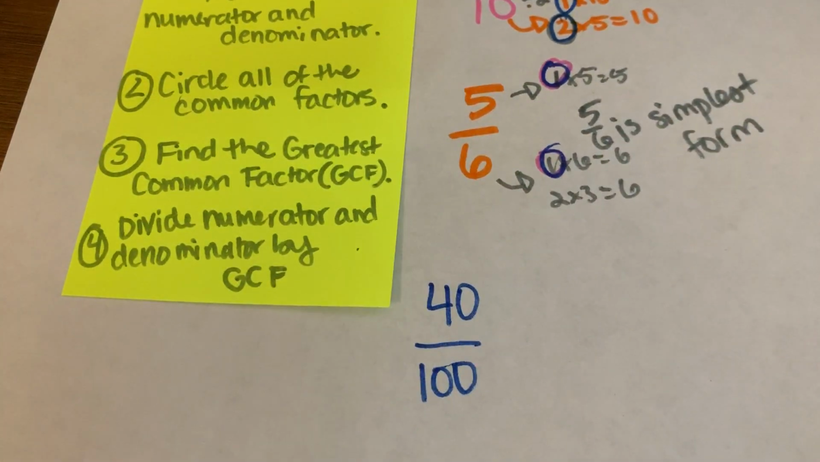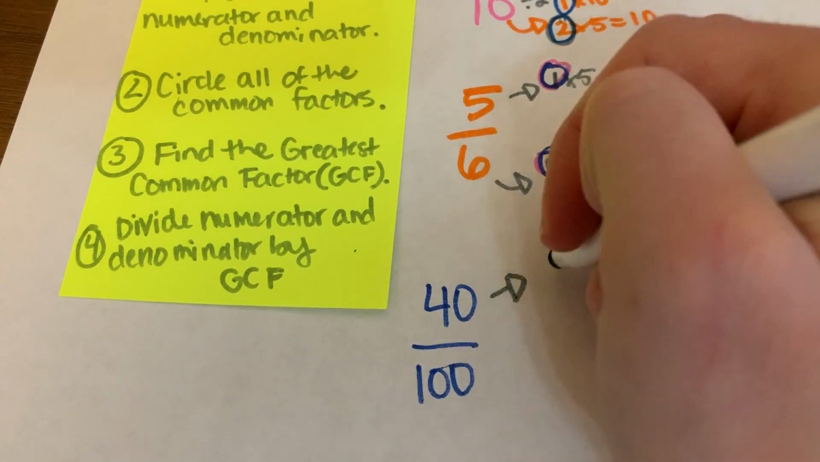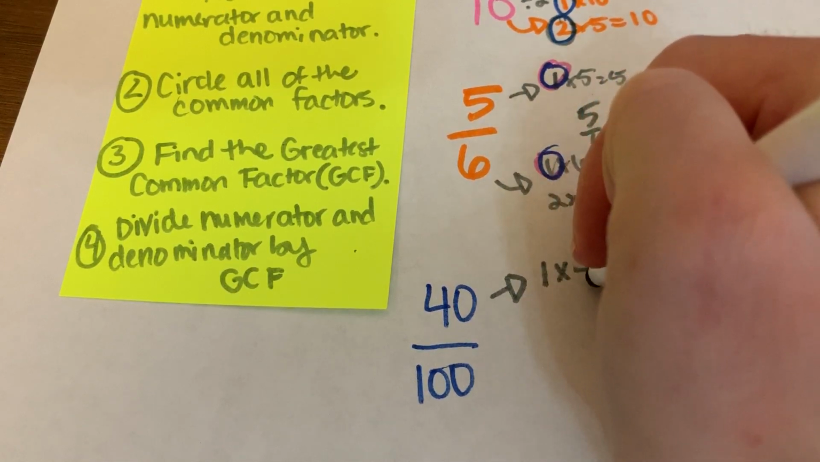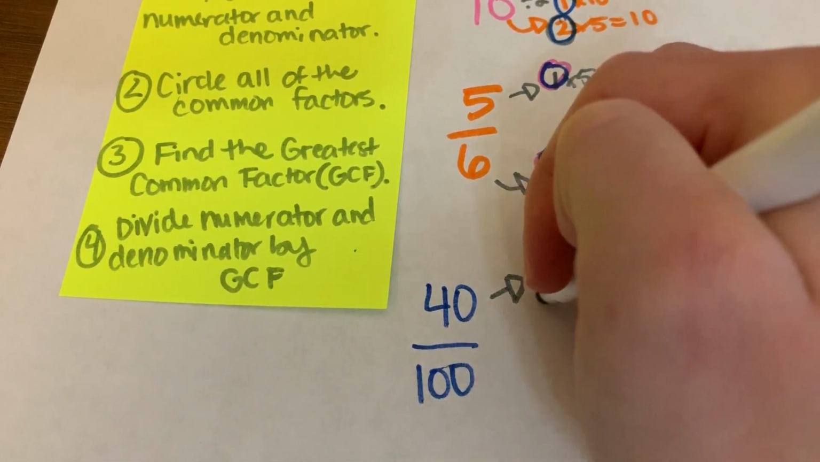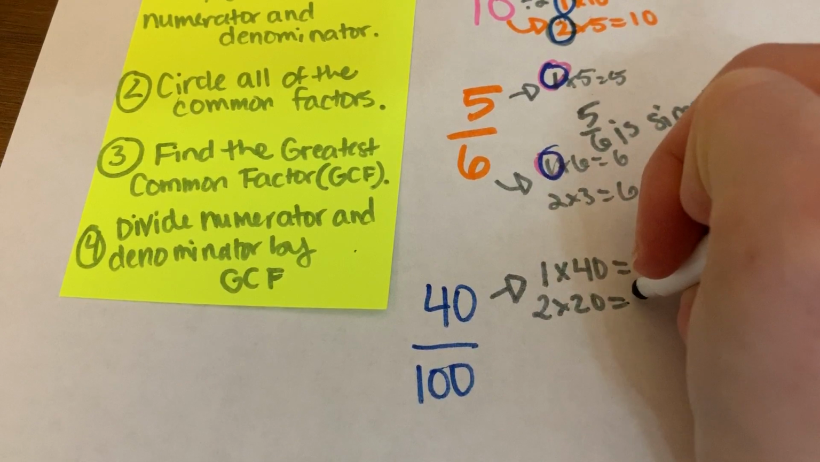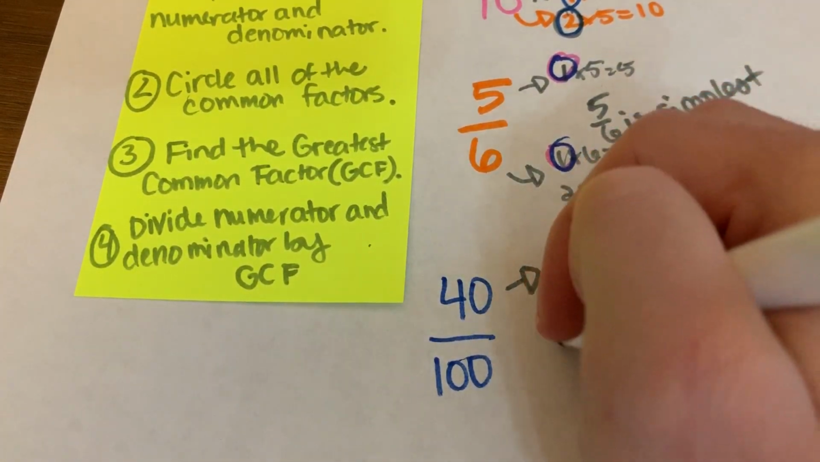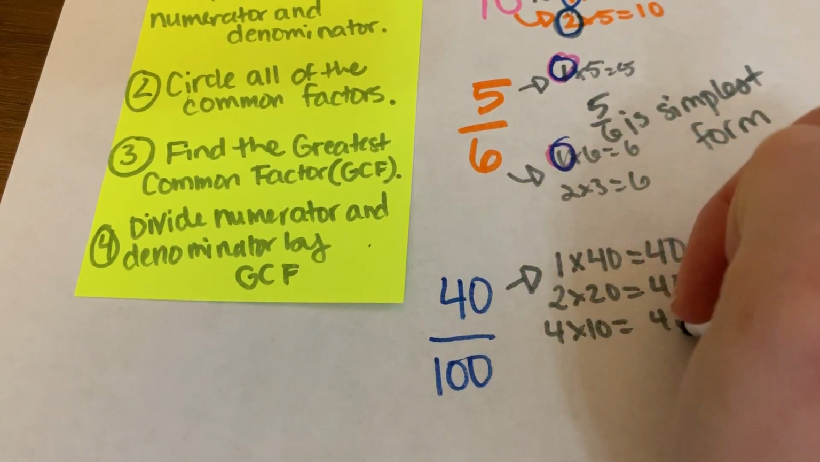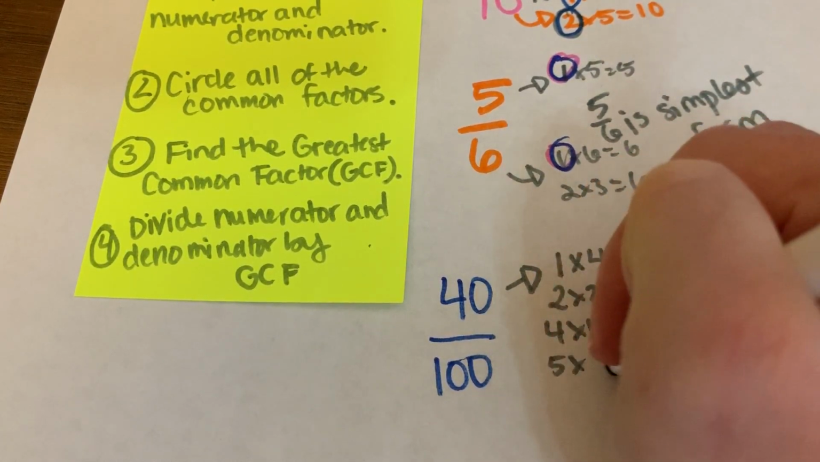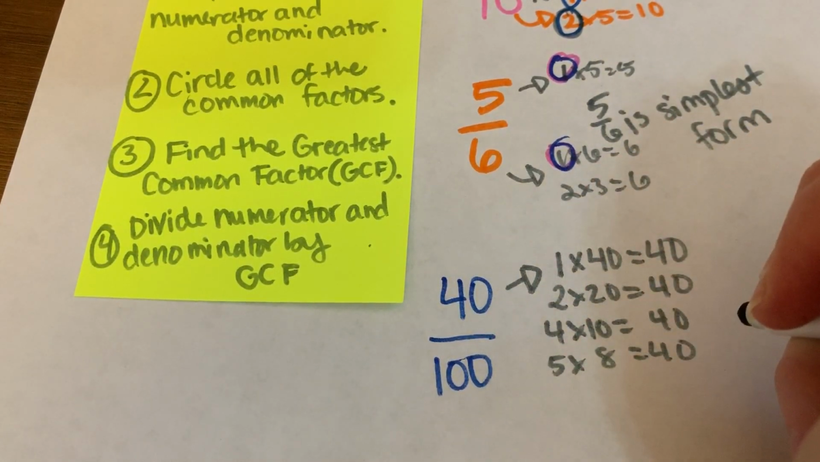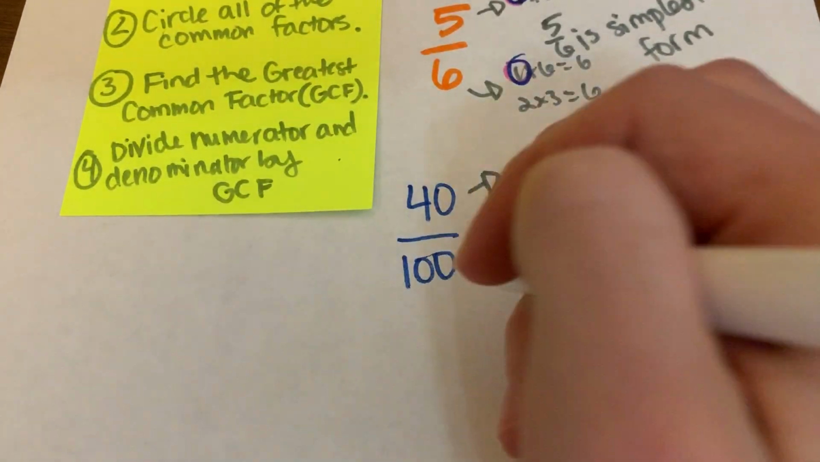40/100. This will be our last one. All right. Let's do 1 times 40 gives me 40. 2 times 20 gives me 40. Nothing by 3 that I know of. 4 times 10 equals 40. 5 times 8 gives me 40. Nothing by 6, nothing by 7. All right, let's do 100.